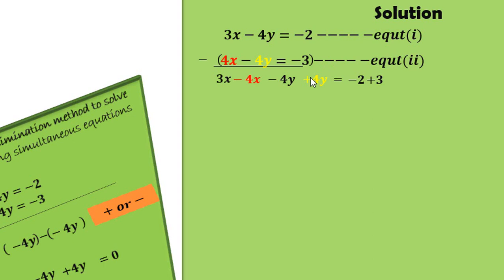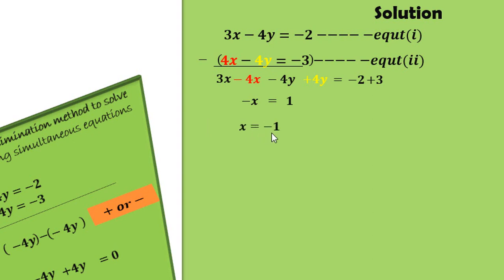So maybe we'll collect like terms. The like terms are collected already. So when you simplify the x term, 3x minus 4x, you have minus x. Then minus 4y plus 4y is already 0. Then I have equal to, this is minus 2 plus 3. What is minus 2 plus 3? It is positive 1.